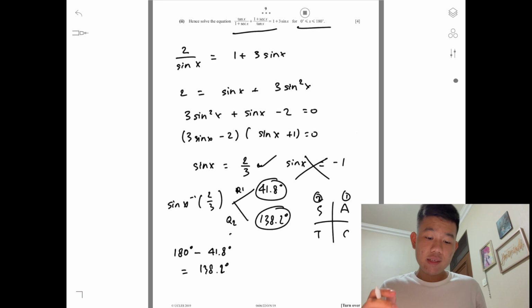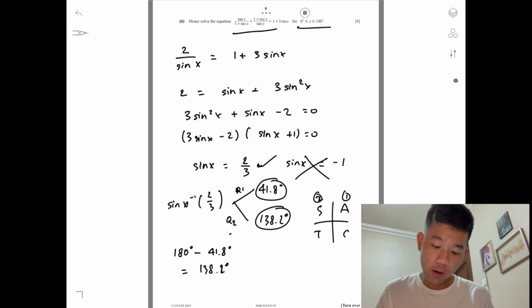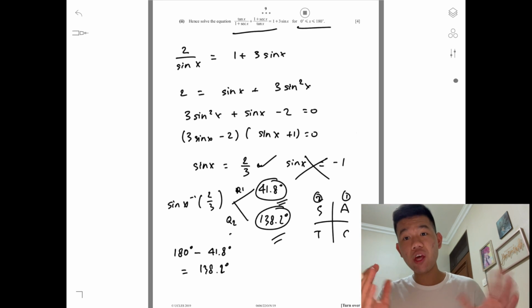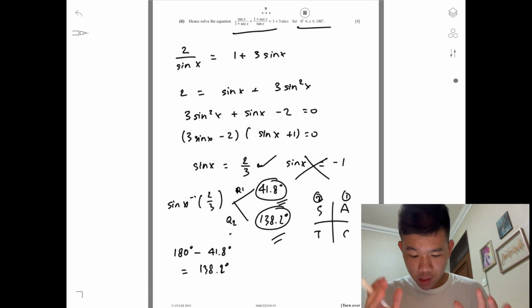There you go. So this equation was solved, and this will give us 41.8 degrees and 138.2 degrees. So that's all. We have 9 points in total for this question, and I think it meets the requirements already.